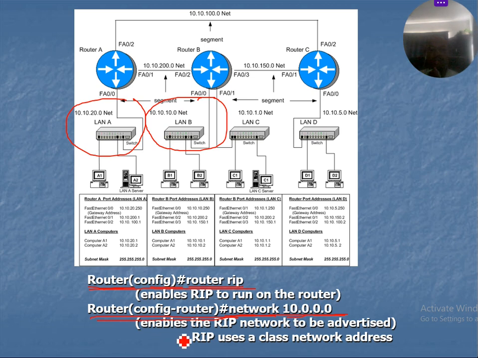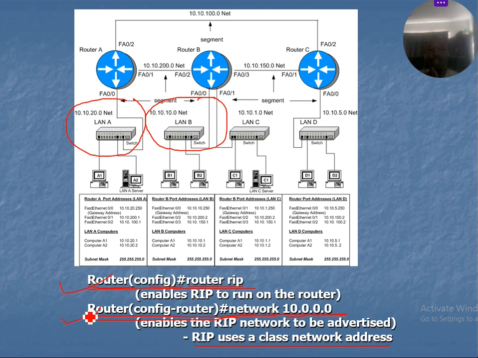Then what it means is that you have enabled the RIP network to be advertised. RIP uses a class network address. Any IP address that doesn't belong to this class will not work with RIP. So these two commands are enough for enabling RIP to run on your router, the routing protocol to run with the routers. Is that okay?